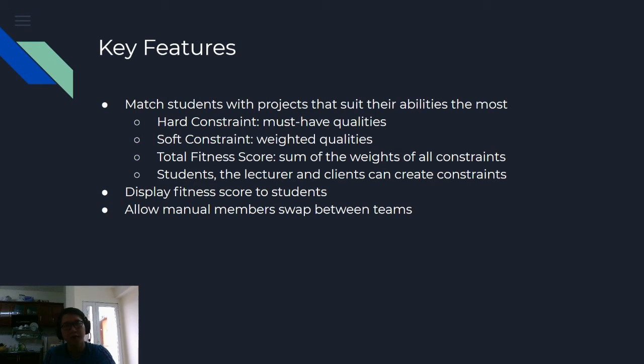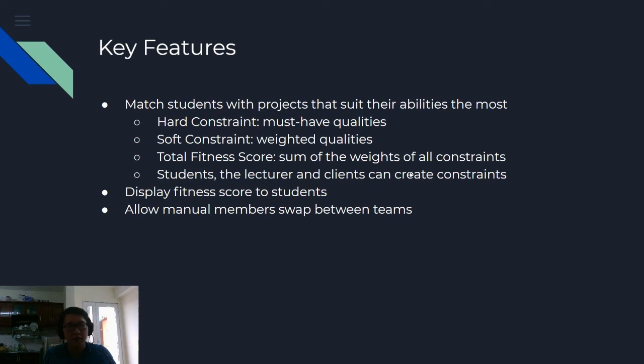So how does it work? Each project will have a set of hard constraints, must-have qualities that the student must have. If a student does not have one of these qualities, he or she will not be considered a suitable candidate for this project. Next, the system will consider the sub constraints, aka weighted constraints. Think of it like your grade in a subject at school. The higher your grade, the better you are.